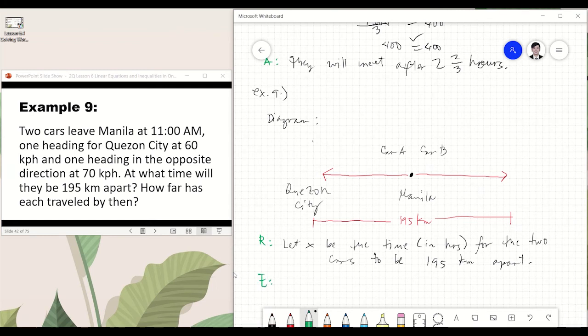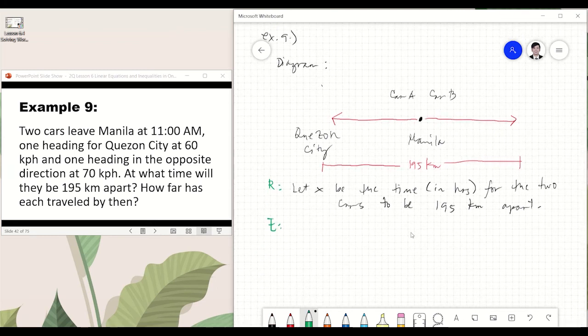And then, magsa-start na tayo sa ating equation. So, similar lang naman siya sa example 8 natin. So, yung idea, kung ano yung distance traveled by car A, we just have to add it with the distance traveled by car B. Kung i-add natin yun, yung makukuha natin is yung total distance kung saan si car A at kung saan na si car B. So given that they are already 195 kilometers apart.